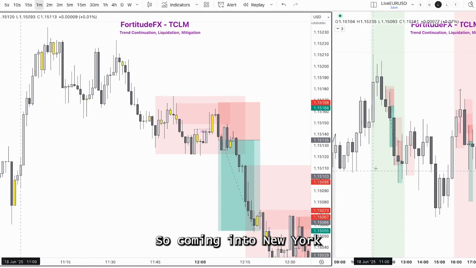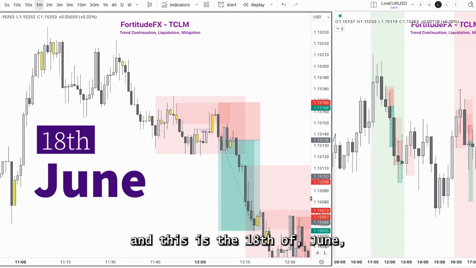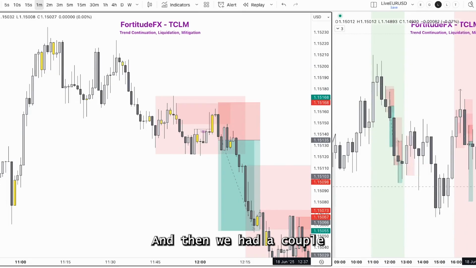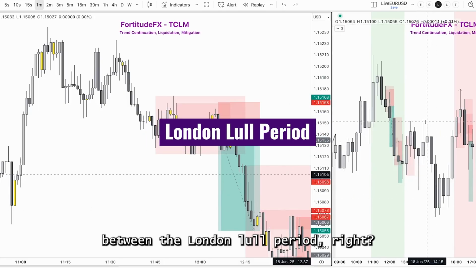What do we have here? So coming into New York, and this is the 18th of June, we had a number of opportunities playing this entire downtrend, and then we had a couple of opportunities here as well. And then we'll look into some opportunities between the London lull period, right?